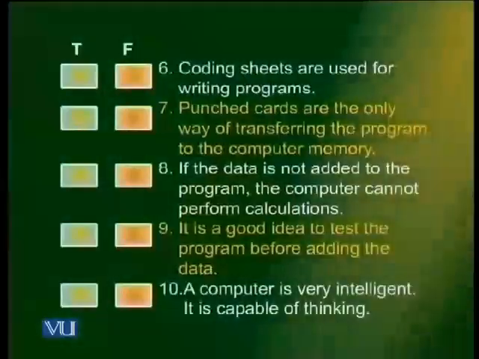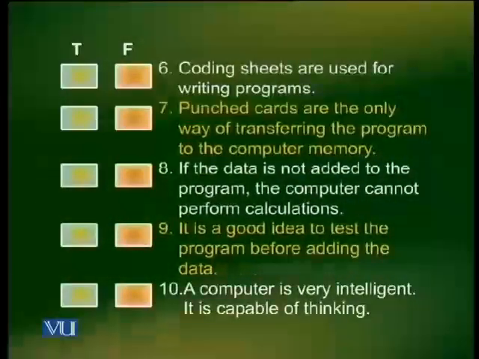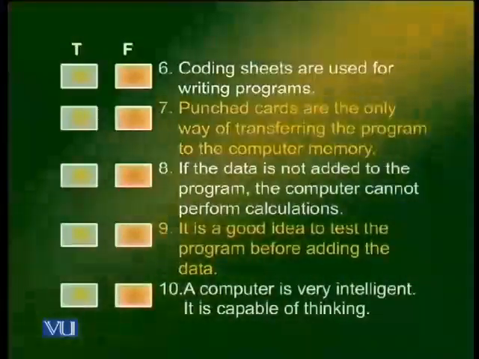Number 10. A computer is very intelligent. It is capable of thinking. That shouldn't have taken you long in deciding. It's a false statement, because machines are not capable of thinking. Programmers are. So there is a difference between programmers and machines. So statement number 10 is false.